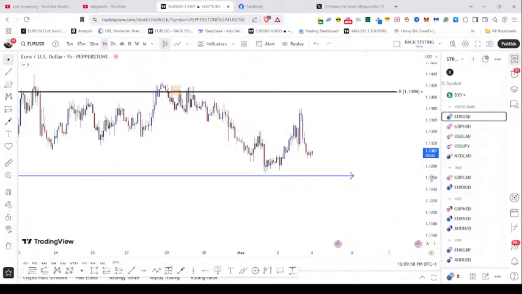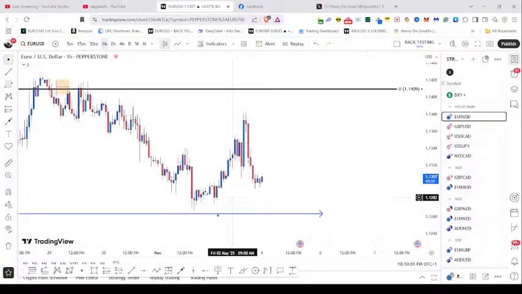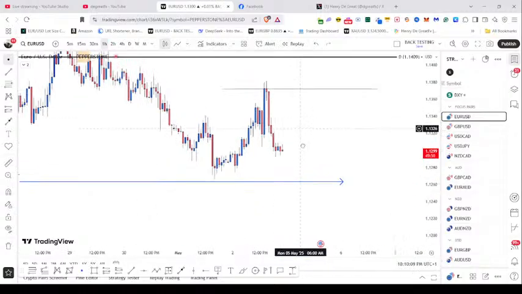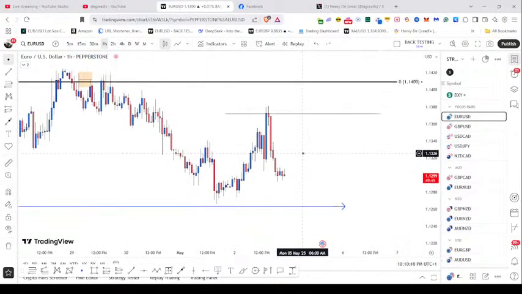Price might come to react from this order block. So let's look at what price will do if it pushes into this order block, or it might continue to fall to the downside. Let's see what happens as the market has opened.